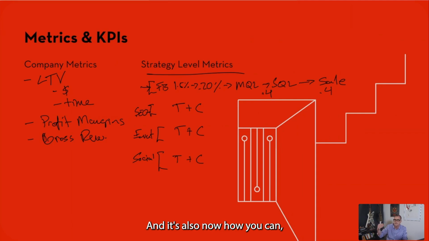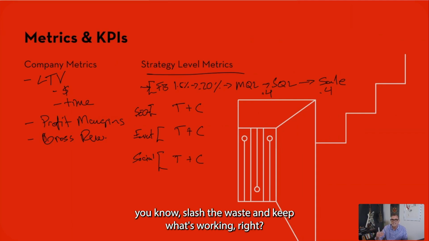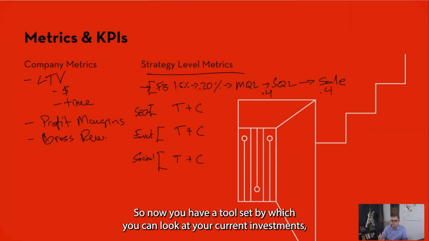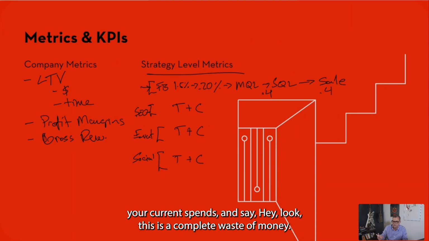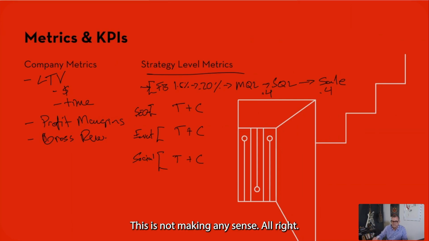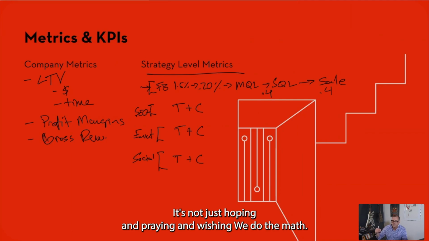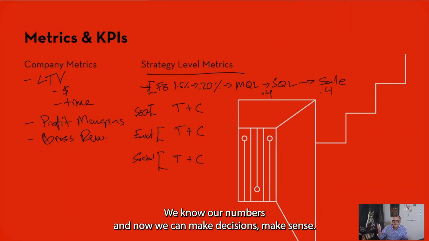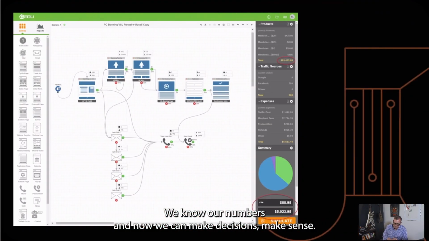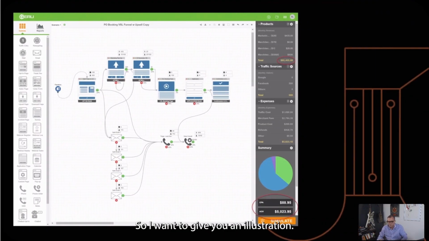And it's also now how you can slash the waste and keep what's working, right? So now you have a tool set by which you can look at your current investments, your current spends, and say, hey, look, this is a complete waste of money. Let's stop. This is not making any sense, all right? And you're not guessing. It's not just hoping and praying and wishing. We do the math, we know our numbers, and now we can make decisions. Make sense? So I want to give you an illustration.